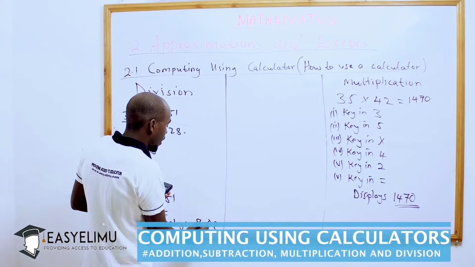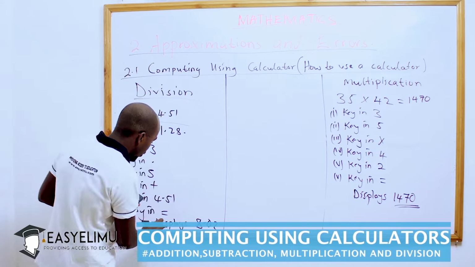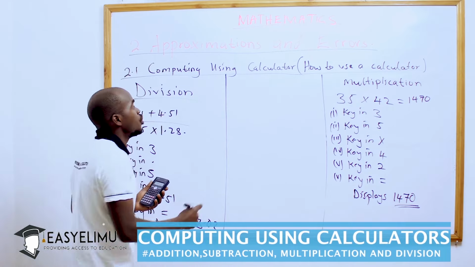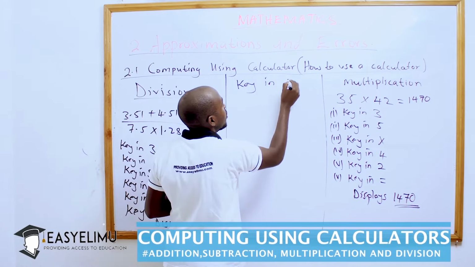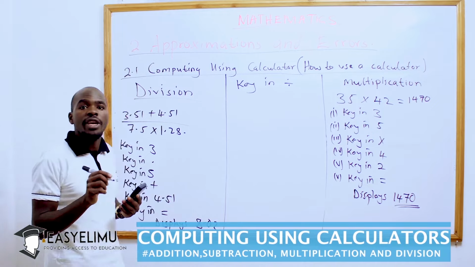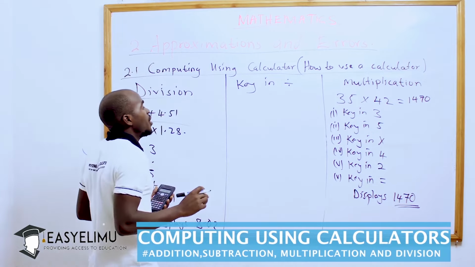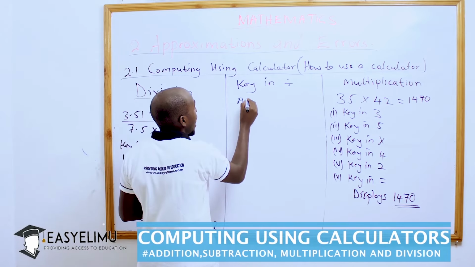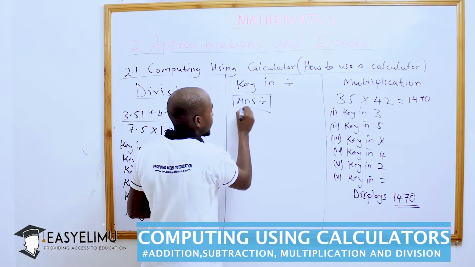After the screen displays 8.02, you now introduce brackets because we need to introduce the denominator. So you say now divide by. After the screen displays 8.02, you key in the division key. If you key in the division key, the screen displays answer divided by.